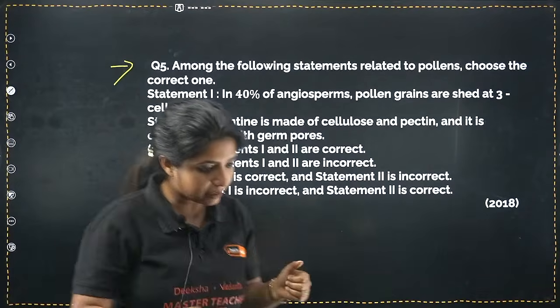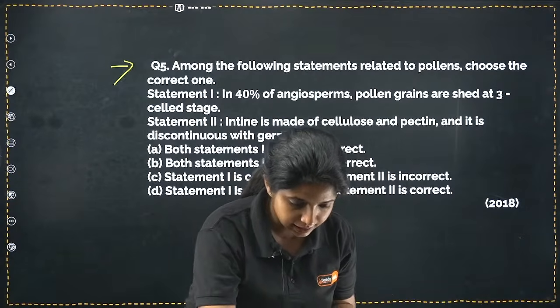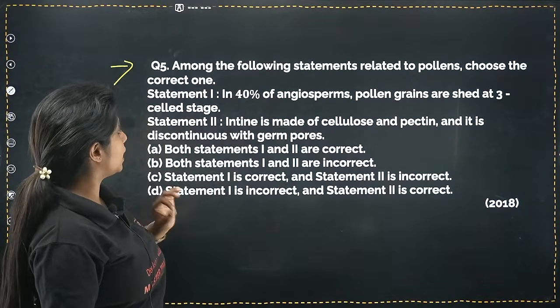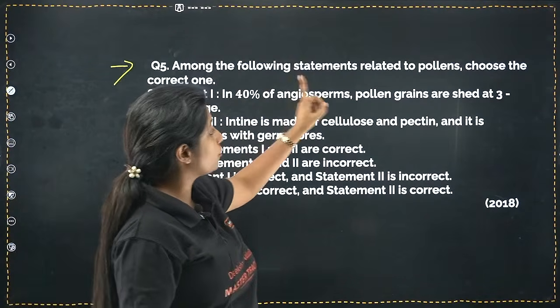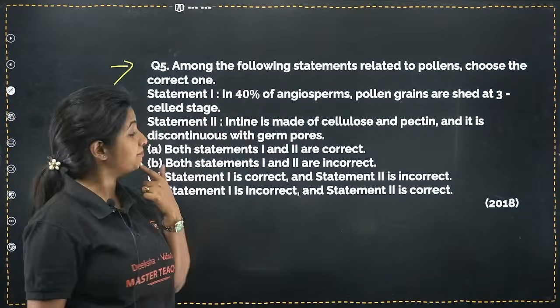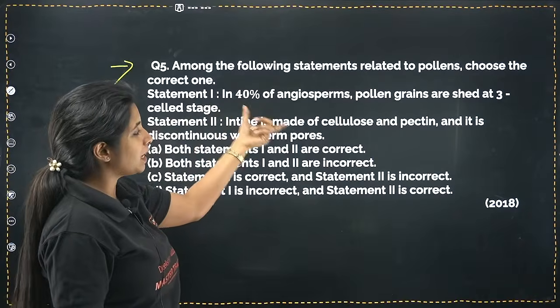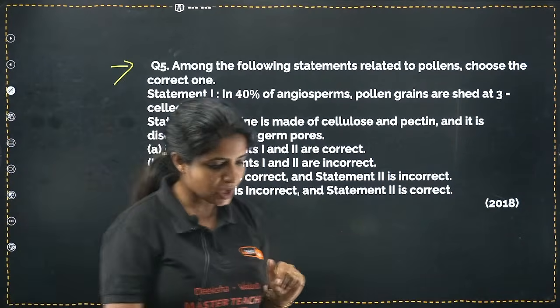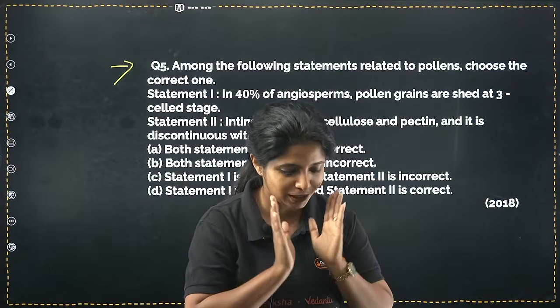Going ahead, question number 5. By the way, I hope it's clear for everyone, right? Yes. Okay. Among the following statements related to pollens, choose the correct one. Statement number 1: In 40% of angiosperms, pollen grains are shed at 3-celled stage. Statement number 2: Intine is made up of cellulose and pectin, and it is discontinuous with the germ pores. What do you think is the answer for this particular question?